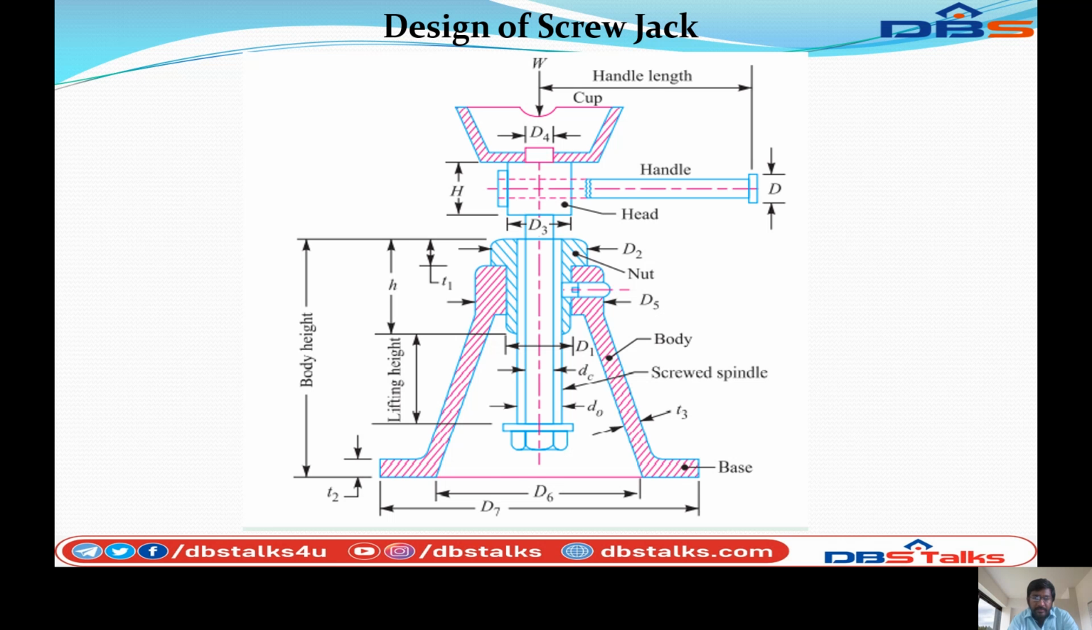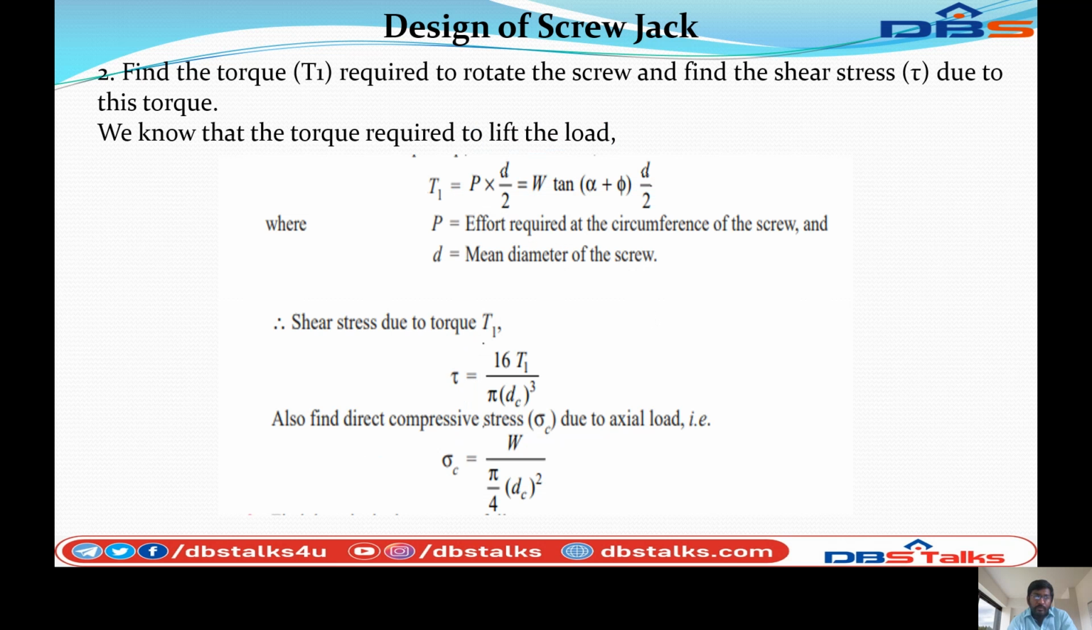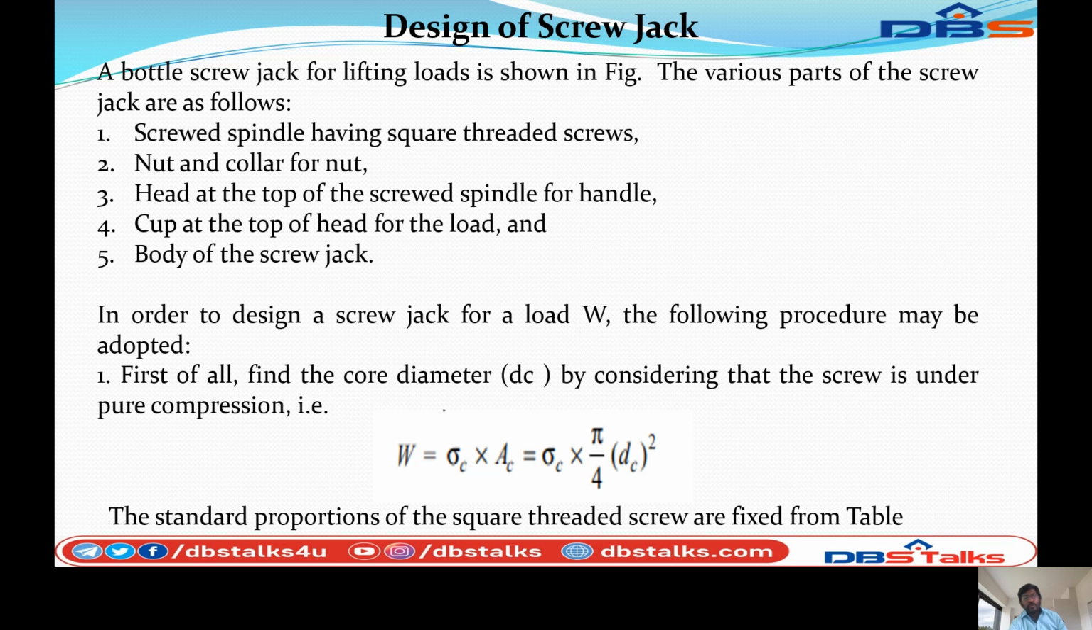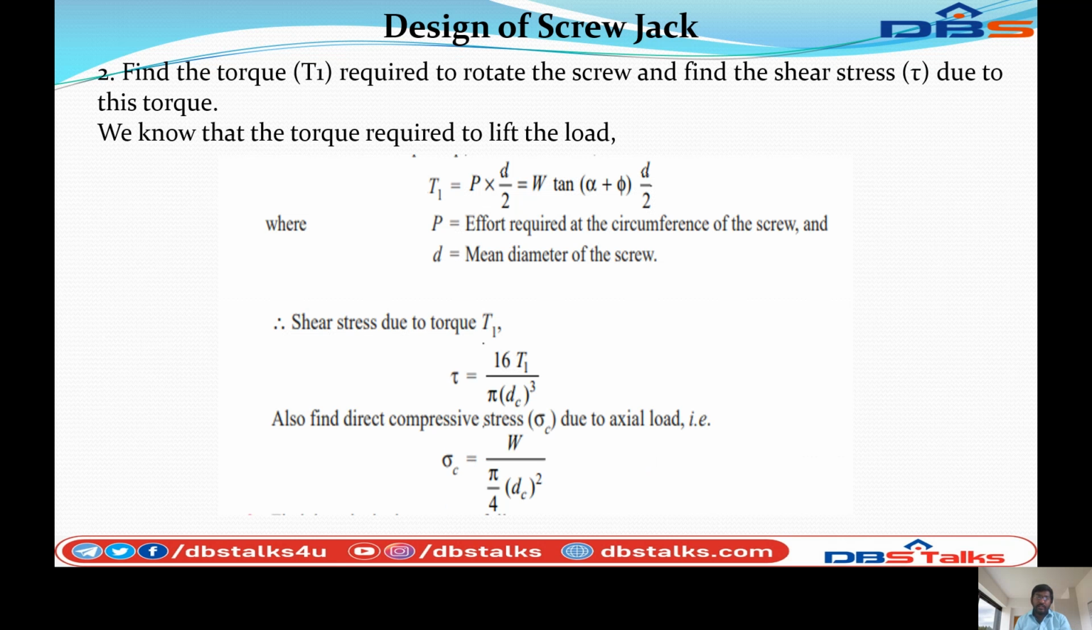So let us start the procedure. Find the torque T1 required to rotate the screw and find the shear stress tau due to this torque. We know the torque required to lift the load. So the next procedure is, first you calculate the core diameter and W can be calculated. Next, the torque T1 is to be calculated.